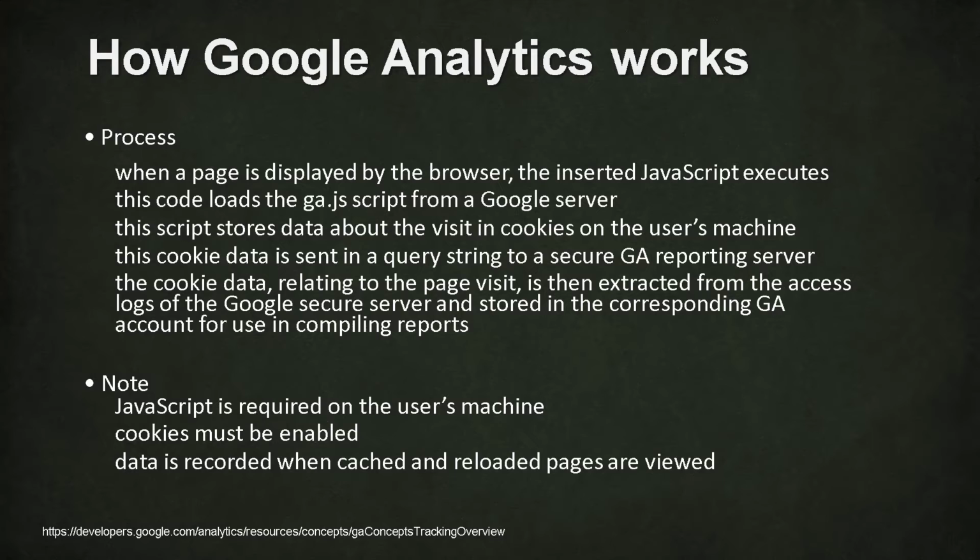This cookie data is sent in a query string to a secure GA reporting server. The cookie data relating to the page visit is then extracted from the access logs of the Google secure server and stored in the corresponding GA account for use in compiling reports. So it's a two-way communication between the script from your browser or from your website to the Google server.